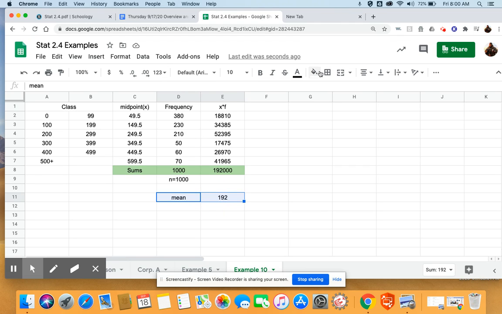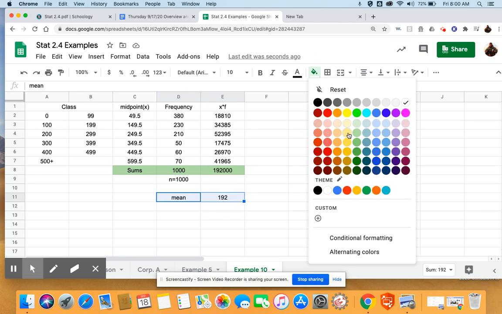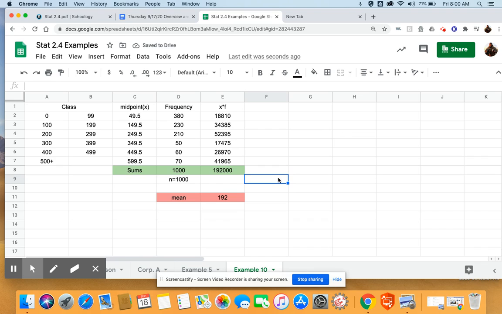Highlight those so we know that those are important. Let's go with a nice light red. There we go. We know those numbers are important. Next column, following through our standard deviation calculations, we need to do our x values minus the mean. So we will type it right in here, x minus the mean, and we will do equals minus 192. And we've got that column. Next, we're going to need to square that number.